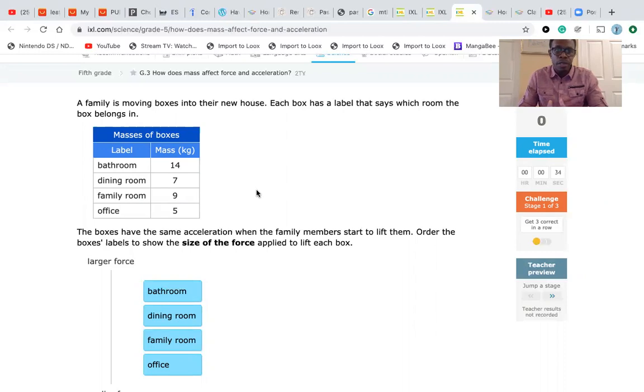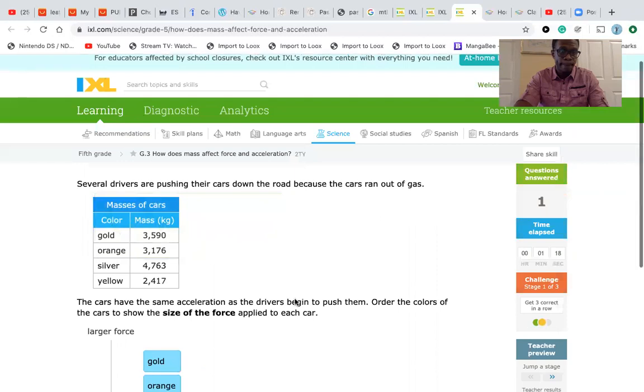So again, whichever mass is more, considering they're going to be pushing them with the same acceleration, you're going to need a greater force depending on how much mass it is. So the greater the mass is, the more force you're going to need to push it. So if I throw a pebble, it's not going to need that much energy. But if I'm moving, let's say, a table in a classroom that we used to have, you're going to need a lot more force. So according to this mass, the bathroom would be the biggest, which is on top. The second biggest would be the family. Dining table would be next. And then the office would be the least amount of force needed because it has the least amount of mass. So let's check it, and we're good.